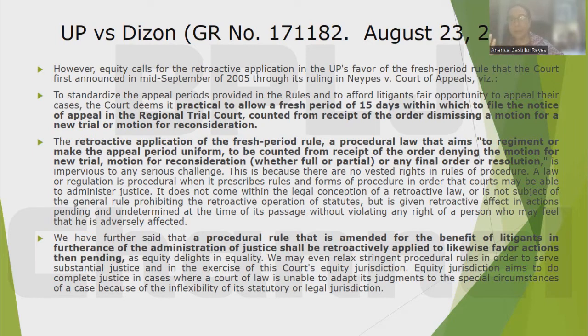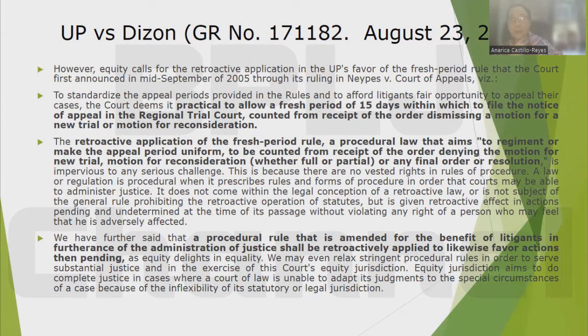But under the Neypes doctrine, from receipt of the denial of the motion for reconsideration or motion for new trial, you have a fresh period of 15 days within which to file your appeal. Now, can that Neypes doctrine be applied retrospectively to those cases which were pending before its issuance?